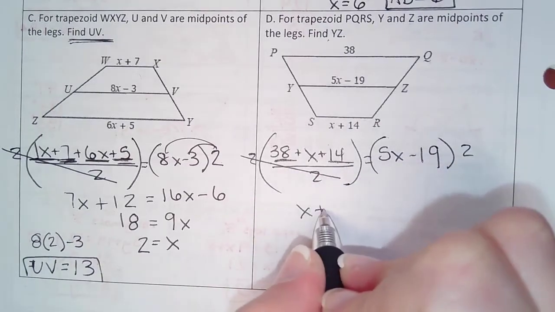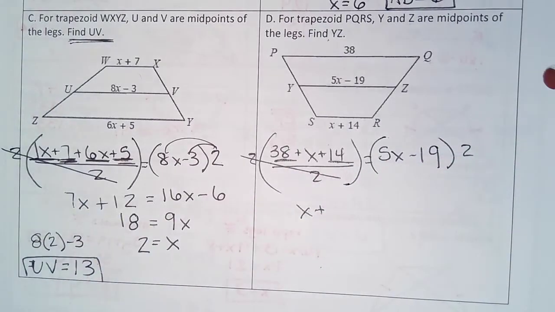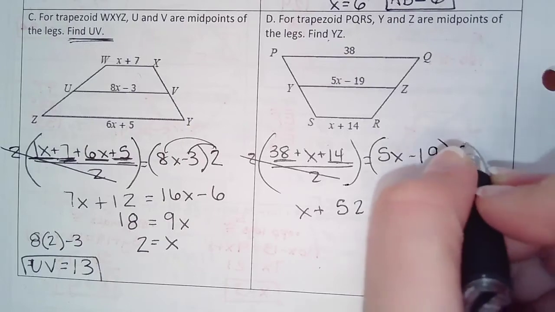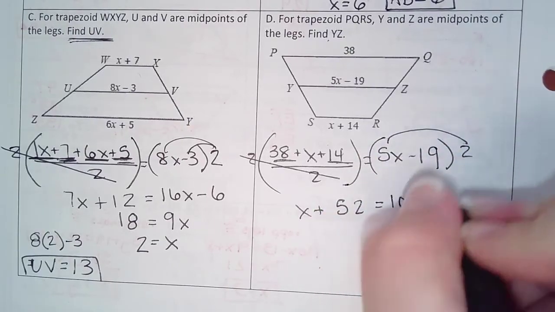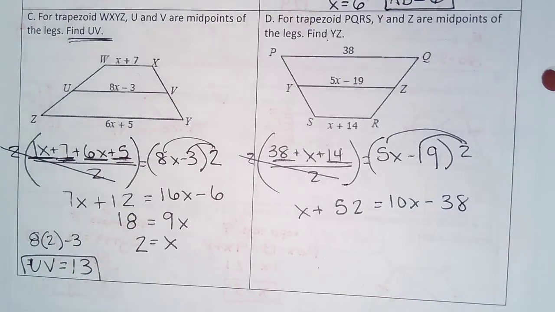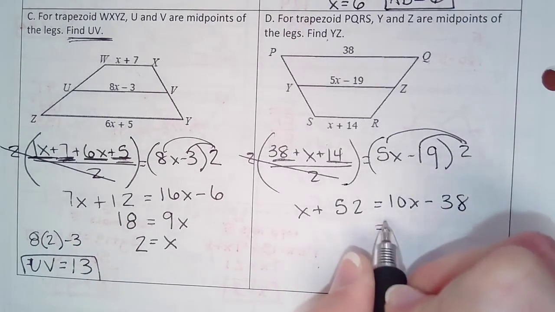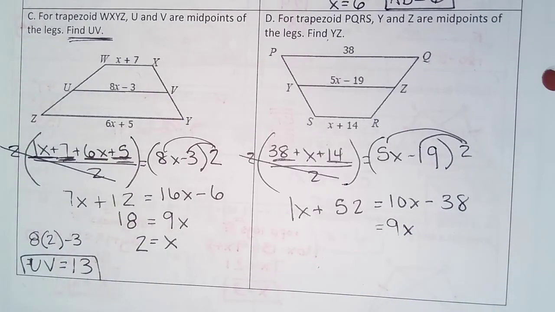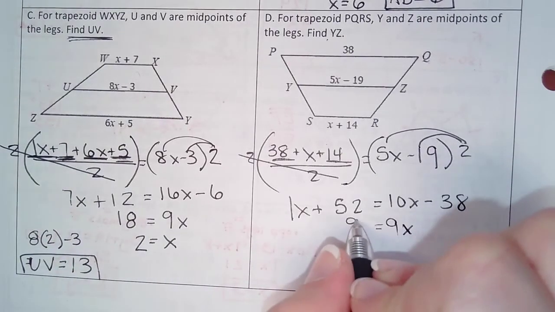So combine our like terms here. We have x plus 38 plus 14 should give us 52 equals, distribute here, so 10x minus 38. Combine our like terms, subtract 1x, so we get 9x. Add 38 to both sides, we get 90.